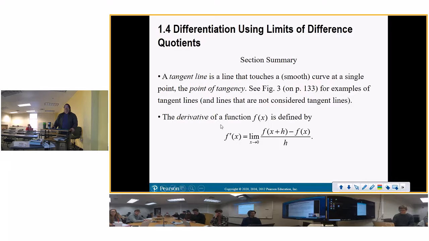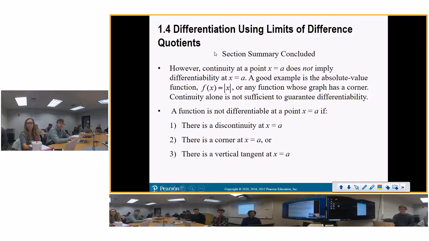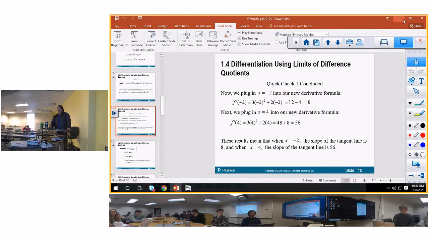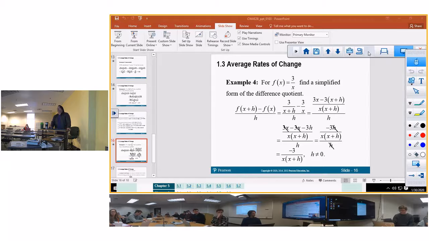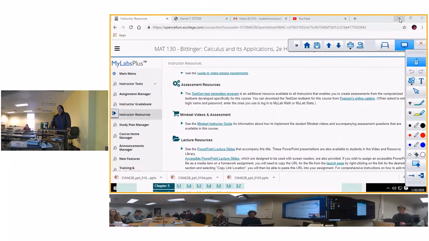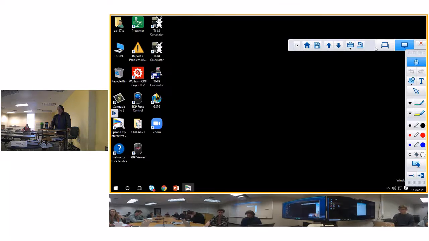Tangent line is the derivative, the limit of the difference quotient. They're just showing you all this stuff. It's all wordy. Okay. Now I'm going to go back to the whiteboard. And I want to pull up, if I can find the whiteboard. Okay, there it is.